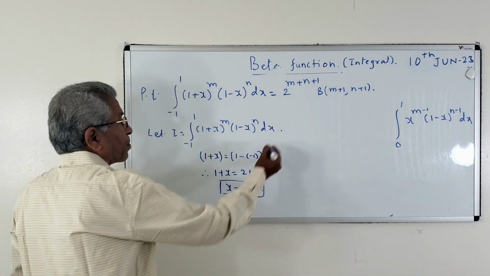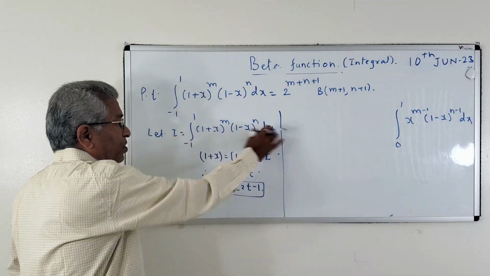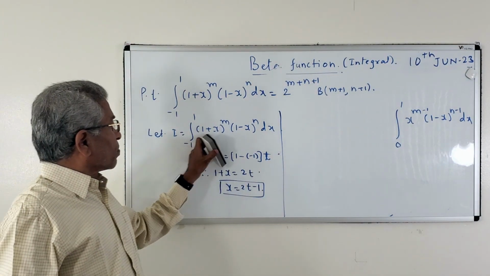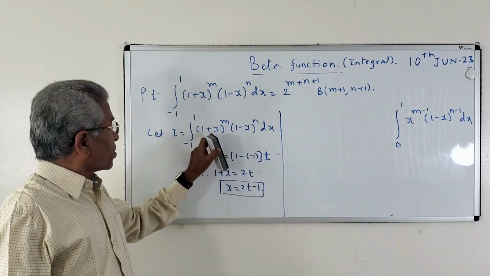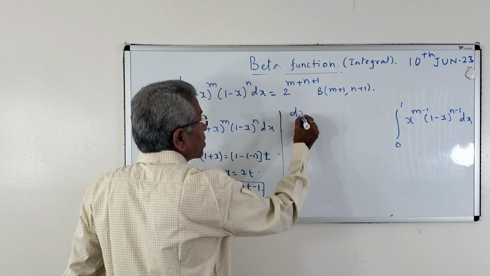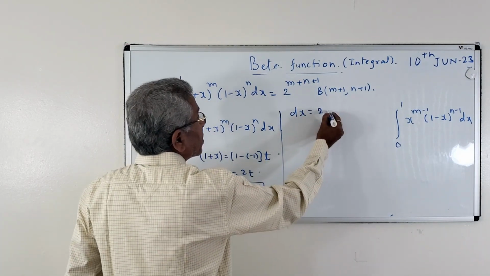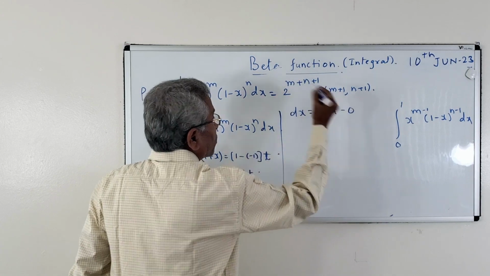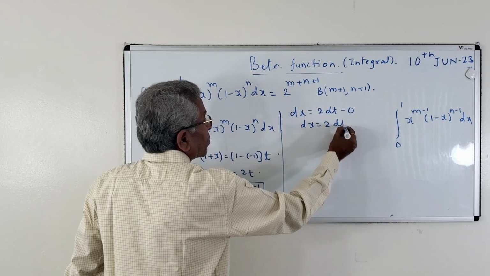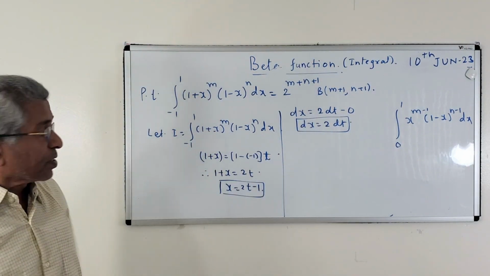Then after that, find all the factors, all the functions in terms of the new variable t. We are going to change the variable x to the variable t, so express every factor in terms of t. The differential of x is 2 into the differential of t, dt, minus the differential of 1, which is 0. So dx will be 2 dt. Got the value of dx.